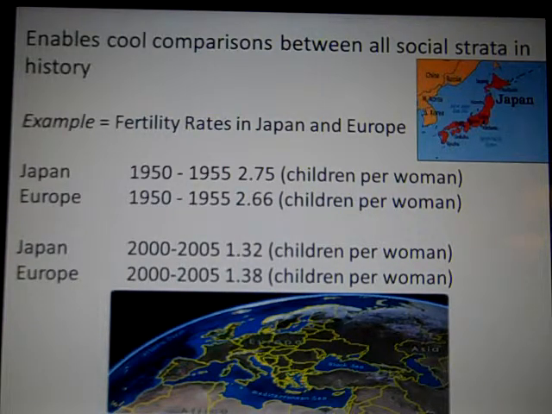There's a statistically significant change from one time period to the next, from the 50s to 2000. But Japan and Europe have stayed close together. So why is it? That's a pretty neat comparison. And we can even branch this comparison out to Africa. If you look at Japan and Europe in 2000 to 2005, those fertility rates, 1.32 for Japan, 1.38 for Europe, then you look at the African continent, and those numbers are closer to 5 and 6 on average, births per woman.